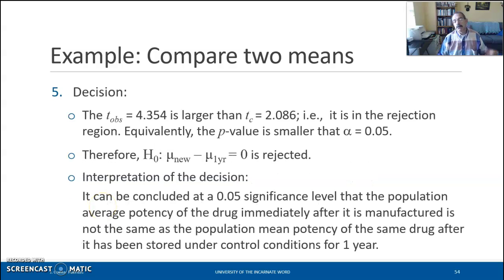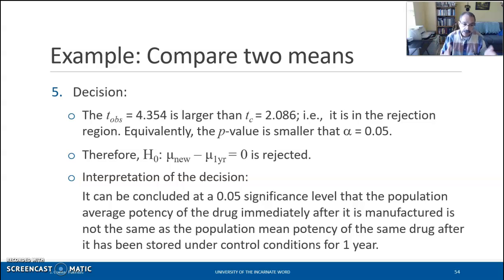All right, so now we make a decision. The t observed, 4.354, is larger than the upper critical value of 2.086. That means that the t observed is in the rejection region. Equivalently, the p-value is smaller than alpha 0.05. So these two conditions tell us that we should reject the null hypothesis that the mean potency of the drugs freshly produced and after a year of storage are not equal.